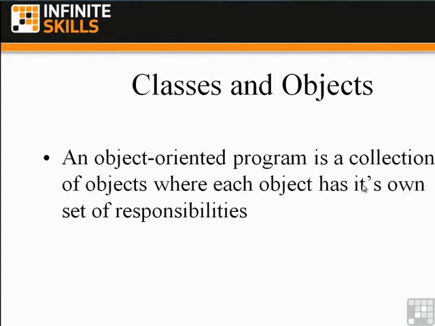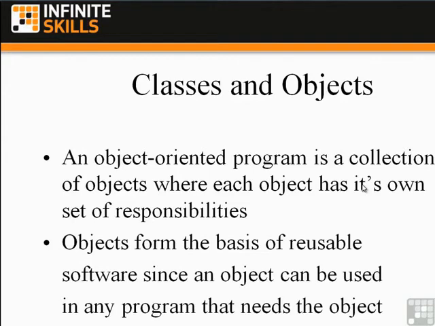An object-oriented program is a collection of objects where each object has its own set of responsibilities. That's what makes object-oriented programming such a great tool for managing large complex programs, because with each object I can concentrate on its responsibilities rather than have to worry about all the objects at once. So each object can be defined independently and then brought together to create a more complex whole.